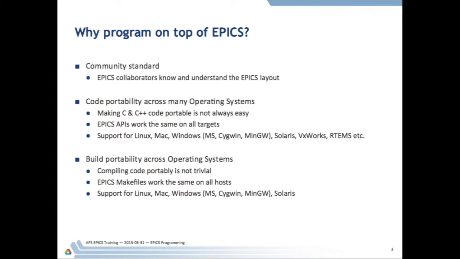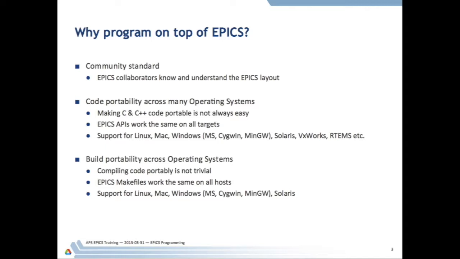That support covers your standard Linuxes, Macs, and Windows with at least three different kinds of builds: the Microsoft compiler, the Cygwin compiler, which is the GNU compiler on Windows, and MinGW, which is the GNU compiler but using the Windows APIs, whereas Cygwin uses Unix APIs. So you've got those three. Also Solaris, and the real-time operating systems VxWorks and RTEMS, and we have in the past had support for FreeBSD and others as well, and it's not hard to get those in if you need them. So code portability is one of the advantages.